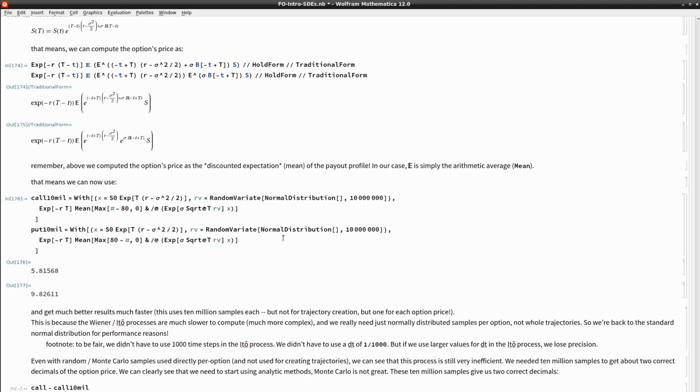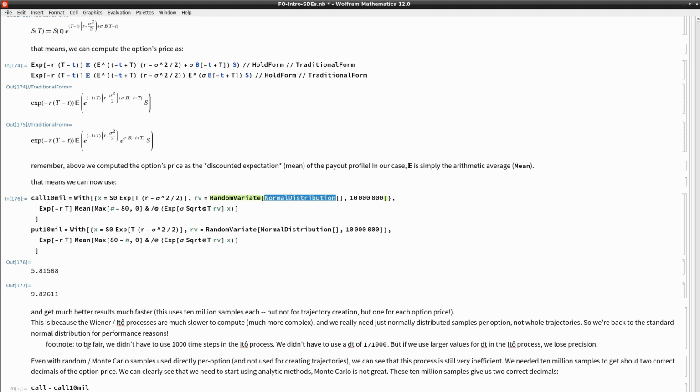So we are changing from a path to a point. And that also means we're back to the standard normal distribution for performance reasons, right? Remember, the standard normal distribution is gonna be with us for life. So we're back to this normal distribution, but now simply for performance reasons, because it's so much faster to just use the normal distribution here to generate our samples directly.